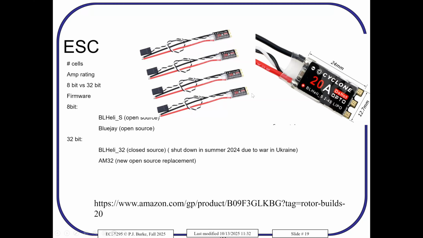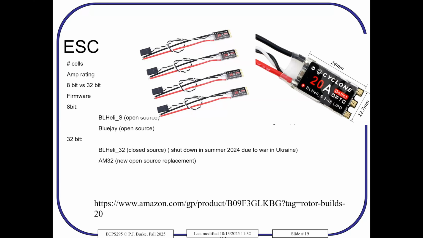Now, what are the firmwares? Well, interesting question. Initially, when drones first came out, there was an open source firmware called BLHeli. There was probably a precursor to that, but that's what most drone pilots used, and it was useful for the 8-bit. And the developers that created BLHeli decided when they went to 32 bits to make it closed source. So 32-bit BLHeli firmware is closed source.